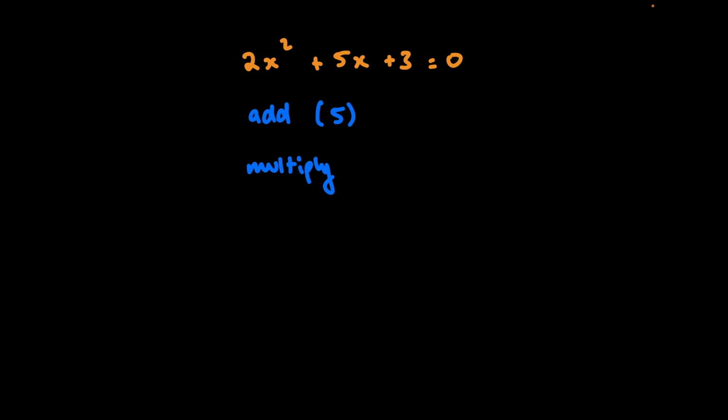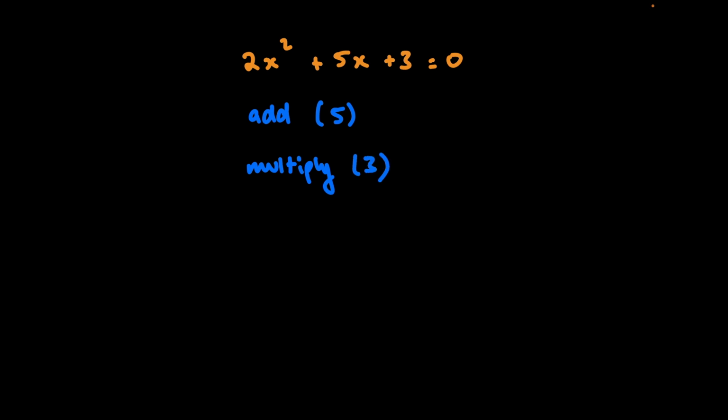It's still pretty simple. So we're going to focus on this one here: 2x squared plus 5x plus 3 equals 0. In this case, we do not do the following. We find two numbers that add to 5, but then multiply to 3. We do not do that.